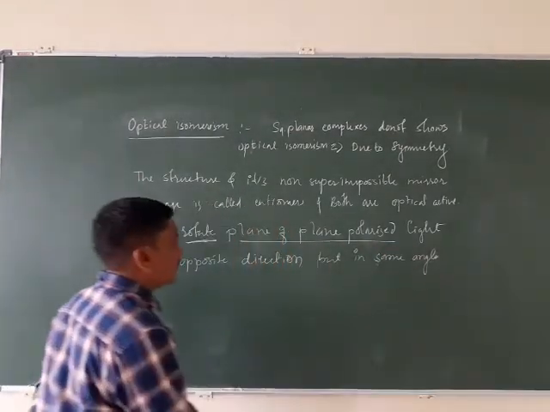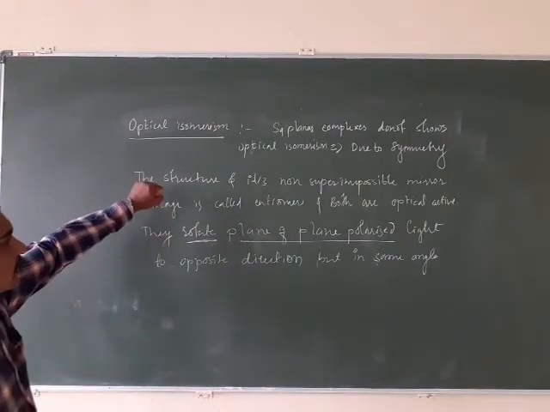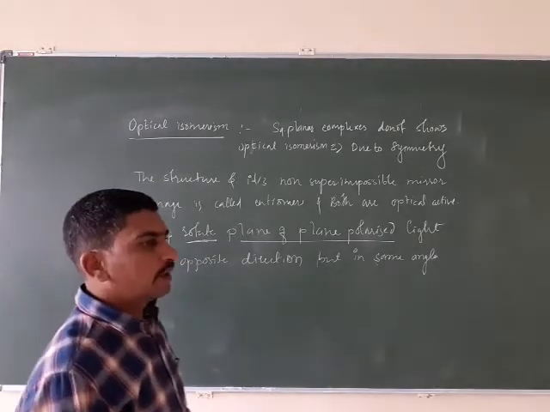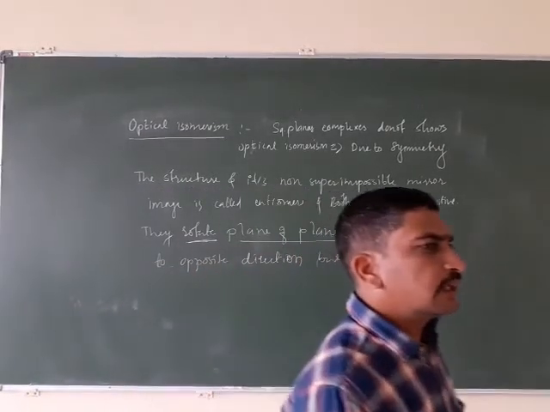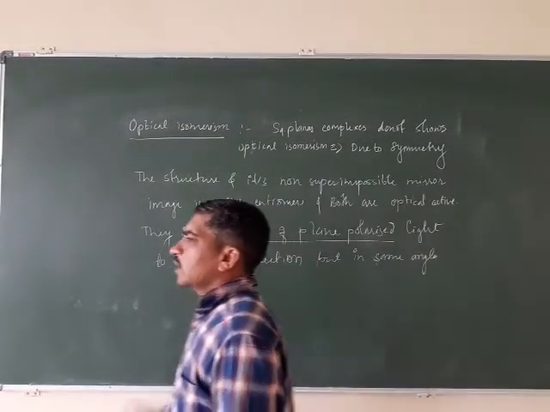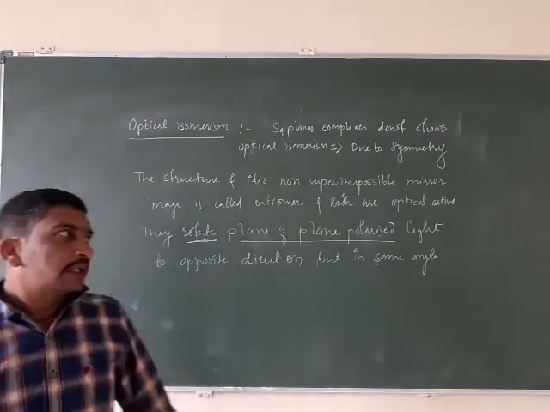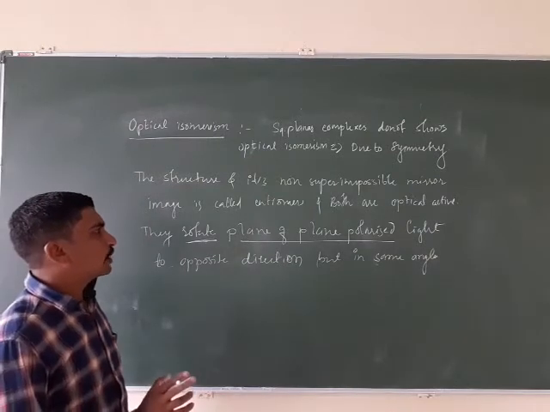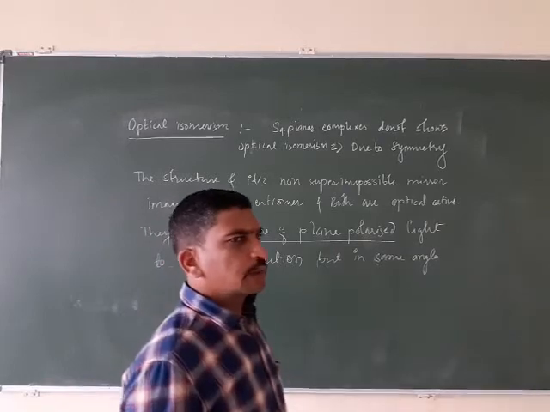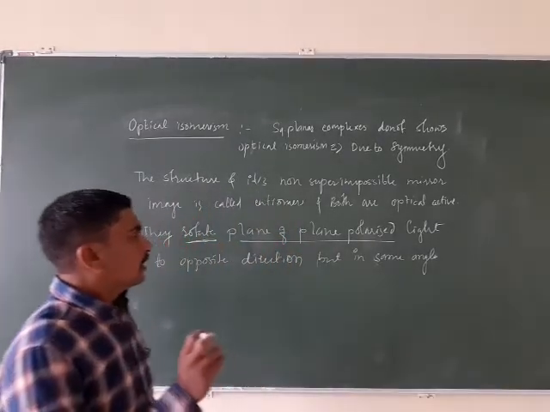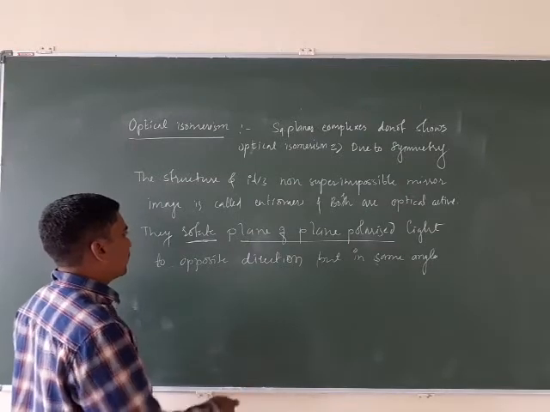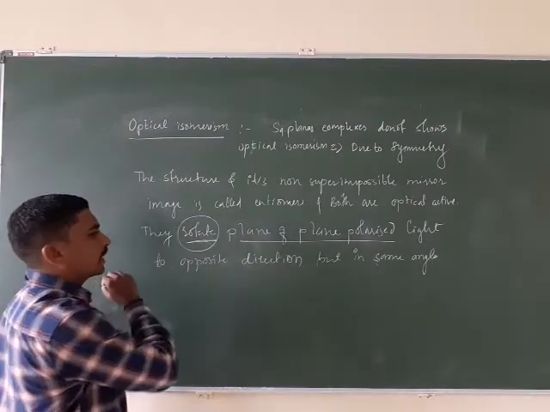Plane polarized light. If you are discussing any structure which is chiral, asymmetric, which does not contain any symmetry element, that structure and its non-superimposable mirror image are optical isomers of each other. They are called enantiomers. They are both optically active. They both are capable of rotating plane polarized light.